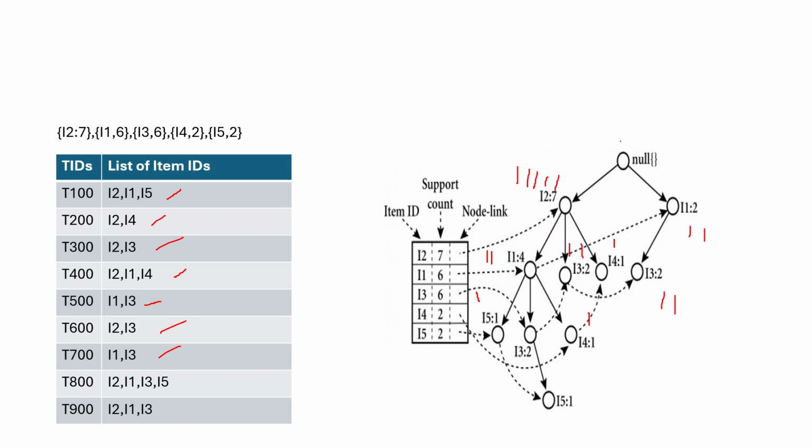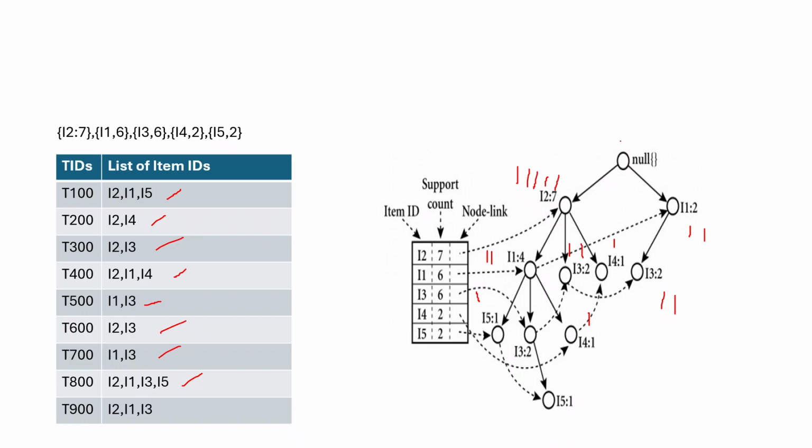And the next one is I2, I1, I3, I5. So I have I2, I have I1, do I have I3 already? No, I don't have I3 already. So I'm making a new extension here, I3, and then from I3 I'm making a new extension, I5.